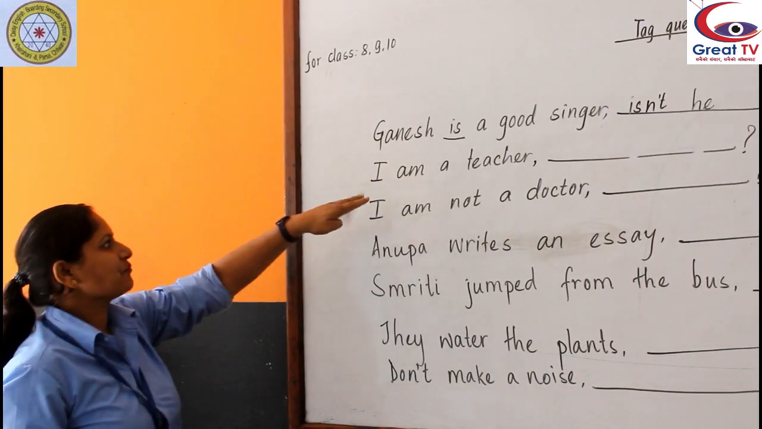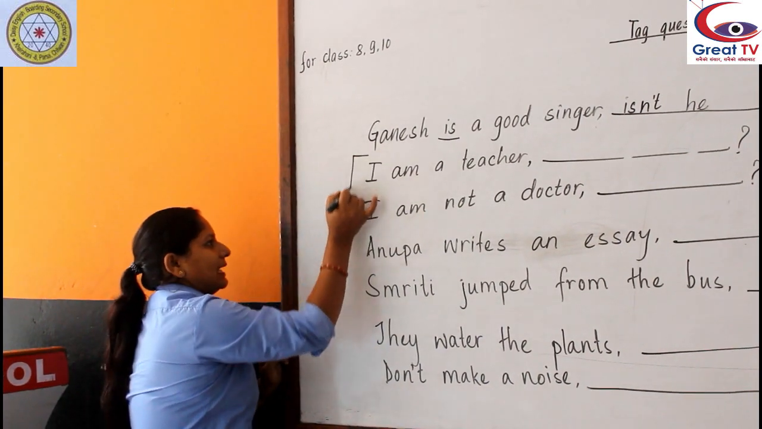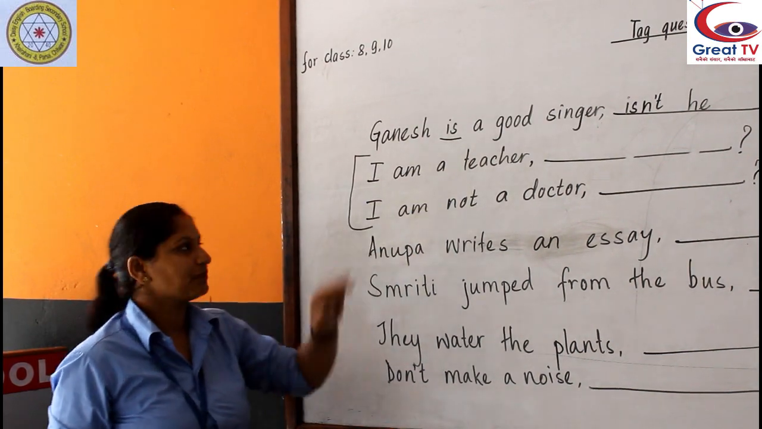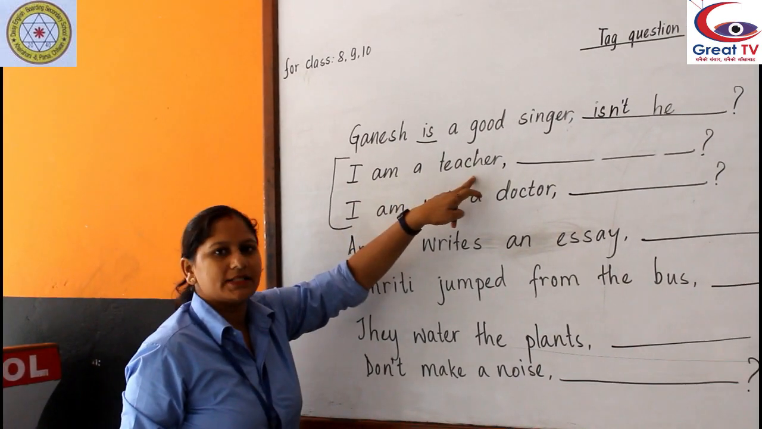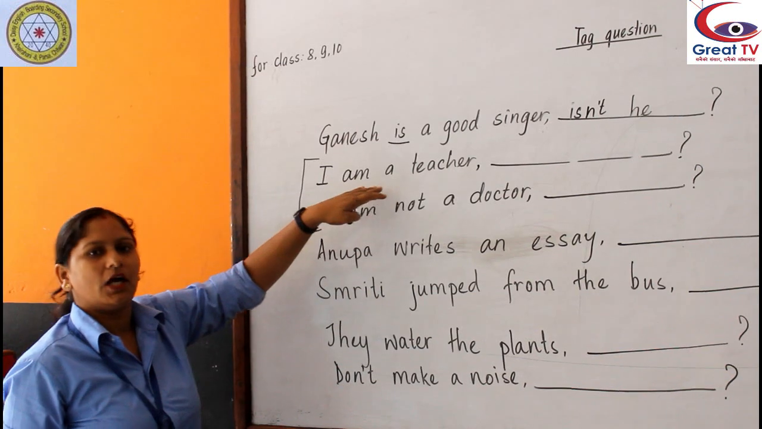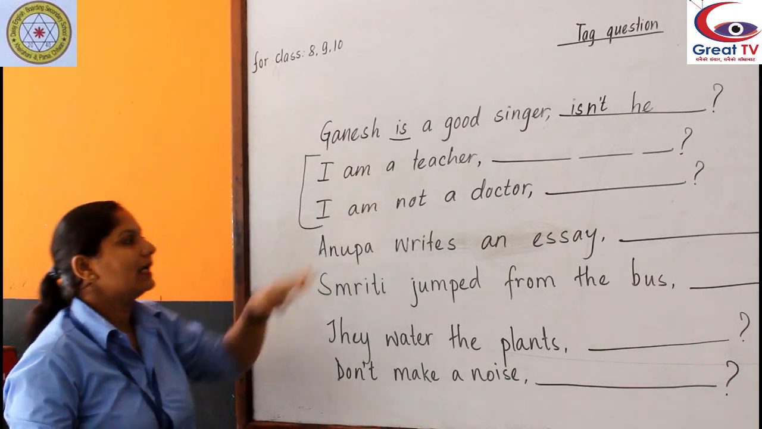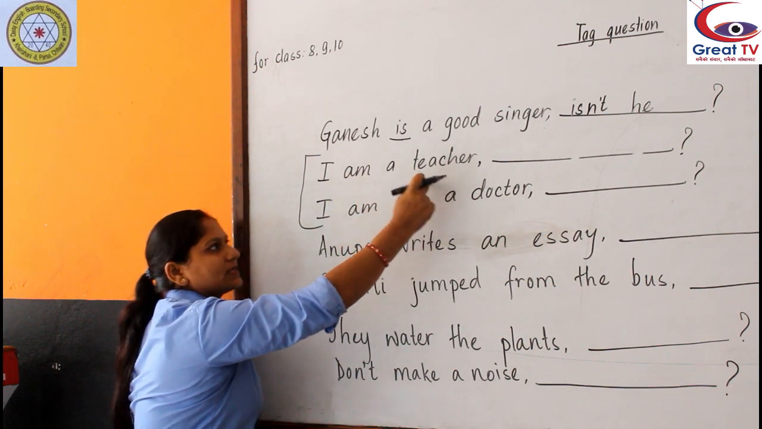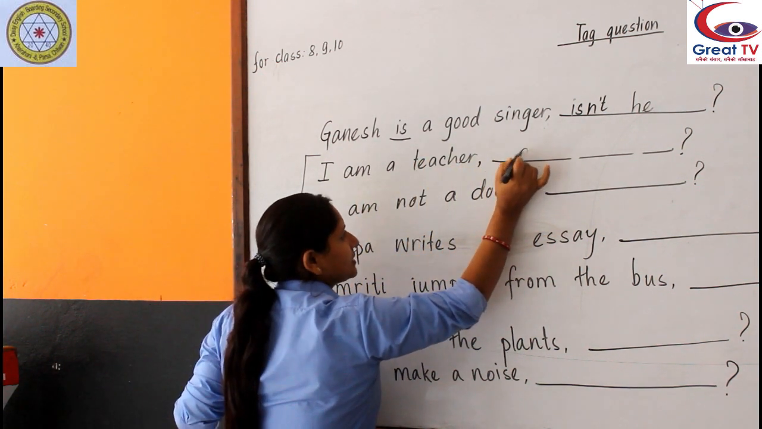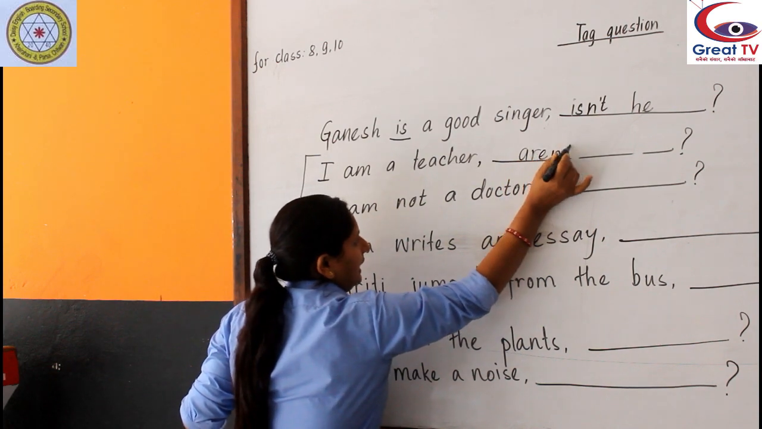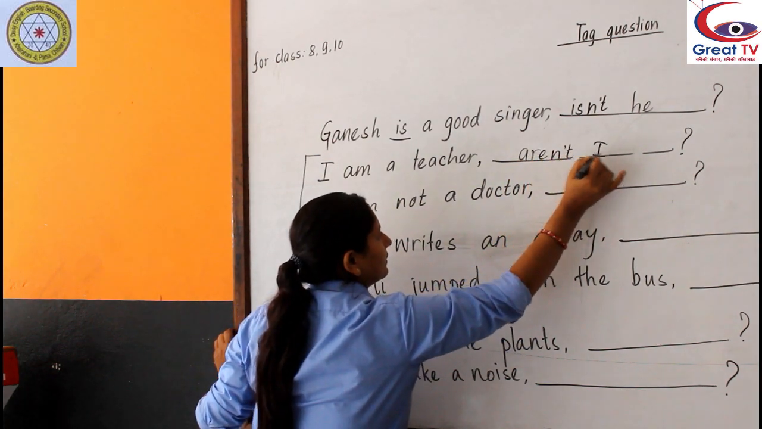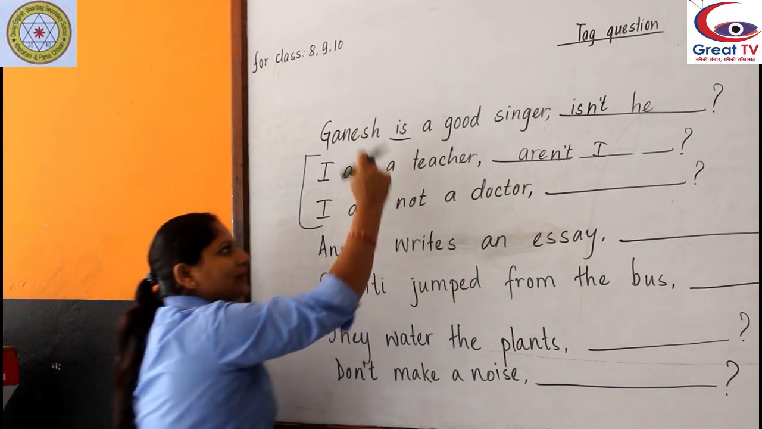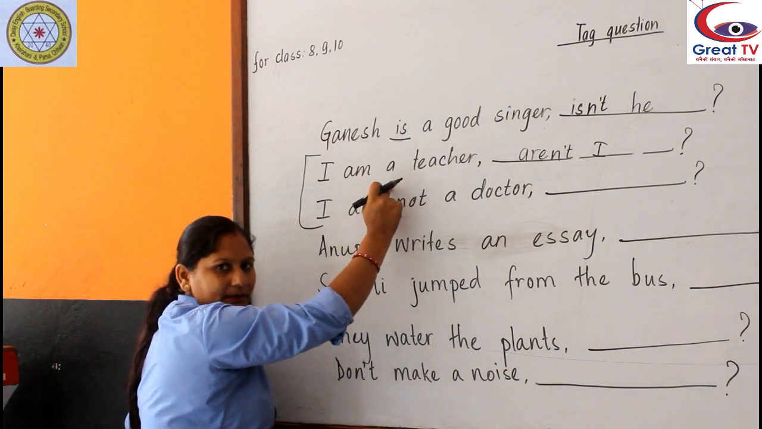The second one can be an exception. I am a teacher. This is a positive statement, right? And if am is there and the sentence is positive, the tag becomes aren't. Am becomes aren't if the sentence is positive.